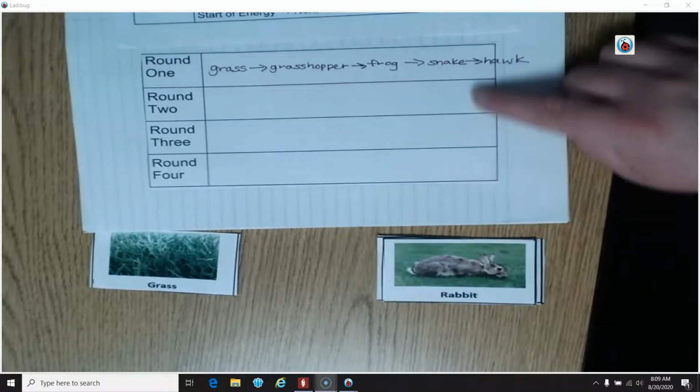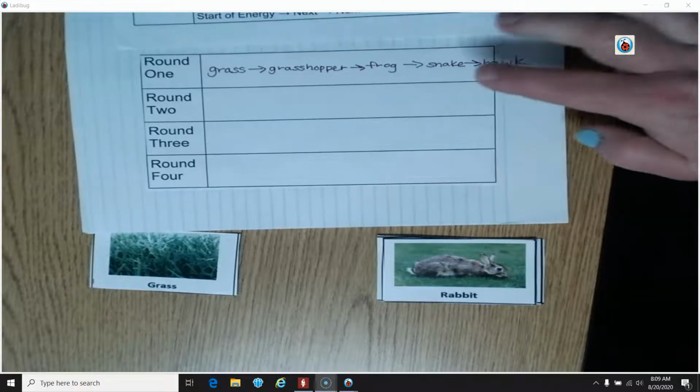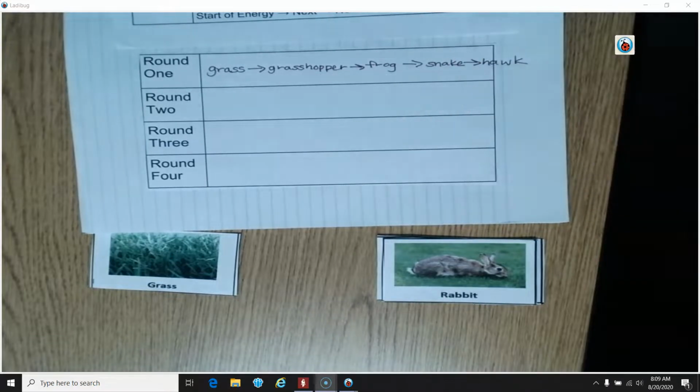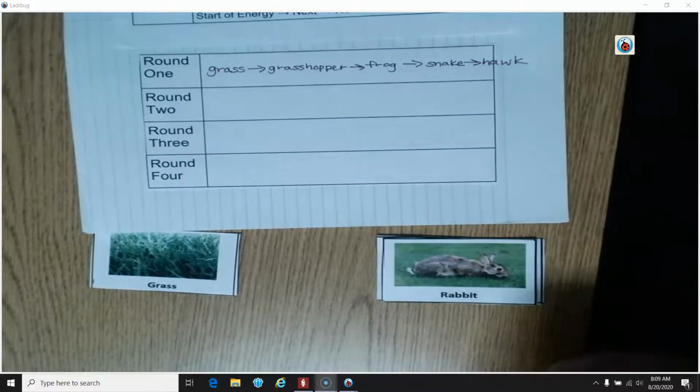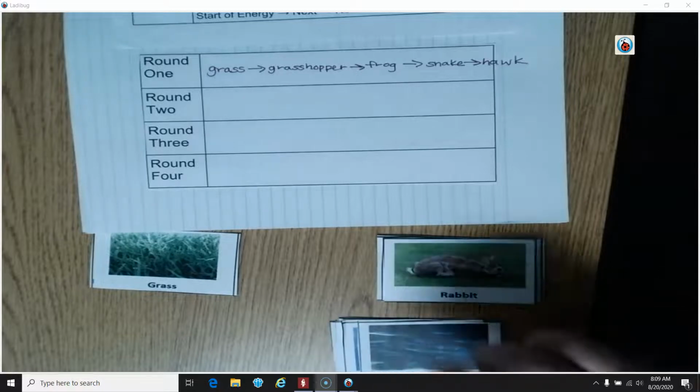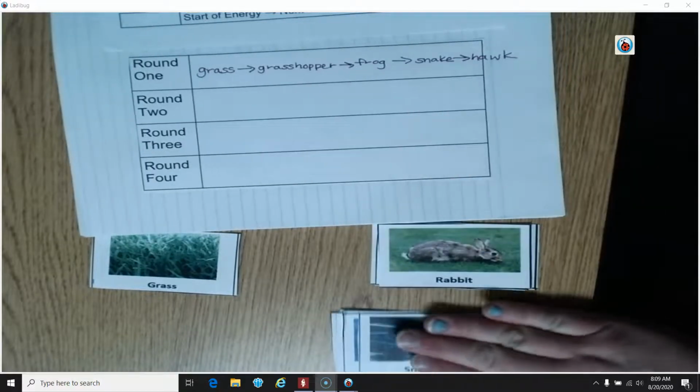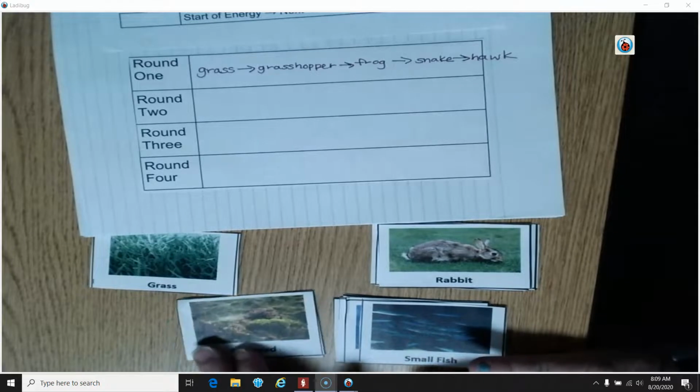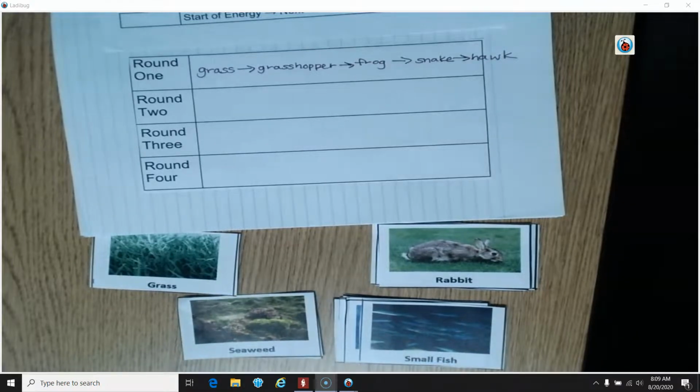So, when I notice that there are 4 rounds, I would do 2 with this set of cards, and then I would get this set of cards. And the other one is the underwater organisms, and I'm going to give you a little hint. When I look through these cards, I again only see one green plant, and that is seaweed. So I'm probably going to say on that one that the seaweed is the start of the energy.